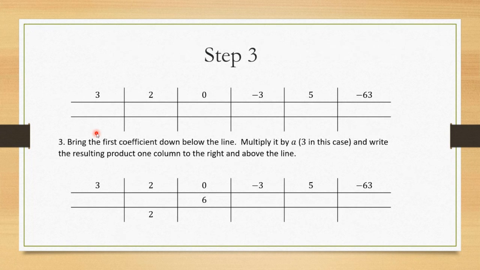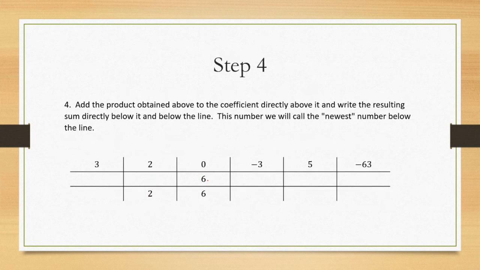What you're going to do is this. You're going to bring down the first coefficient. Sorry, my mistake, the 2, the first coefficient, you're going to bring down. So this comes down, okay? Then you're going to multiply these two together, and the answer is going to go here. Again, 3 times 2 becomes 6. That goes here.